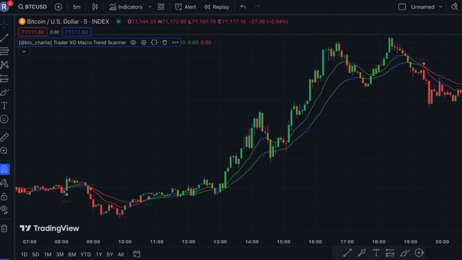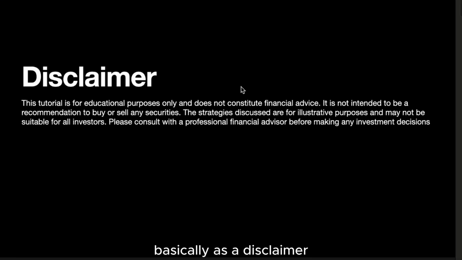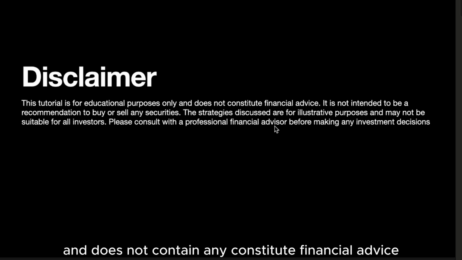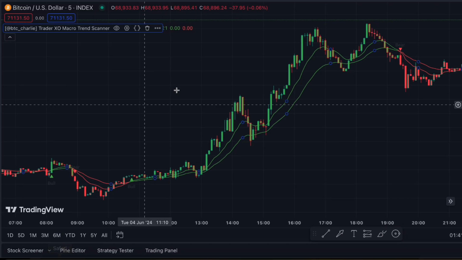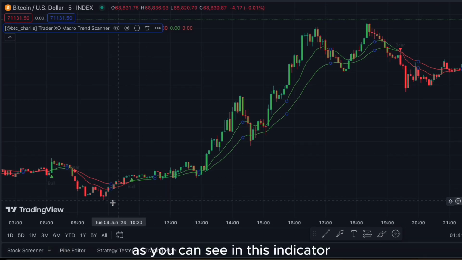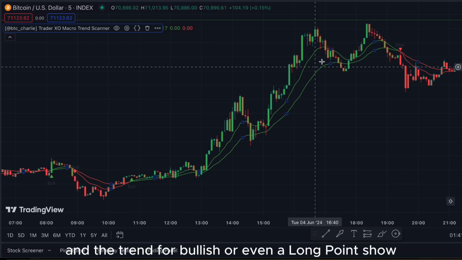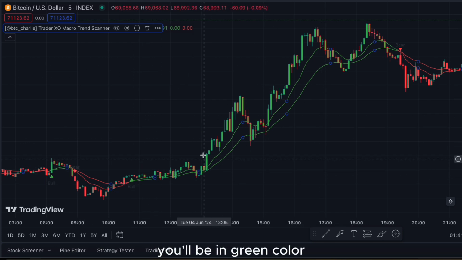Basically, as a disclaimer, this tutorial is for educational purposes only and does not constitute financial advice. As you can see, this indicator shows a buy signal, and the trend for a bullish or even a long position will be in green color.